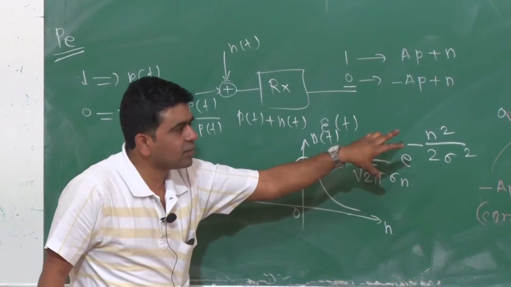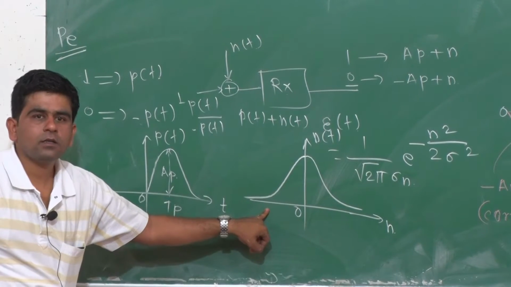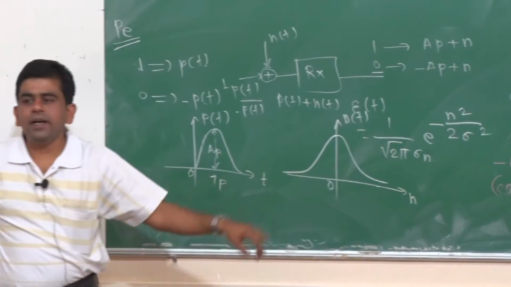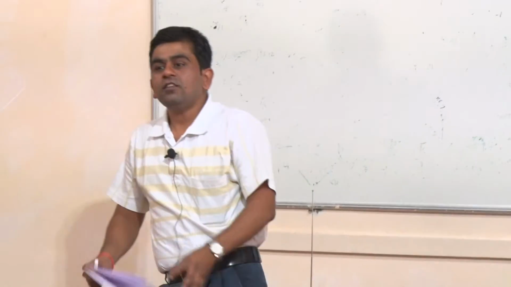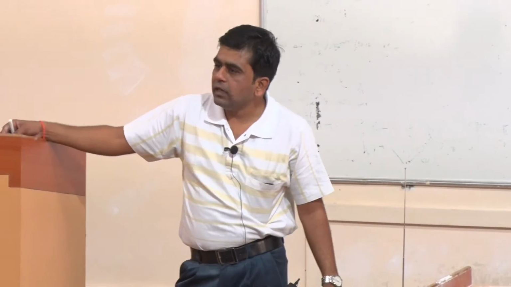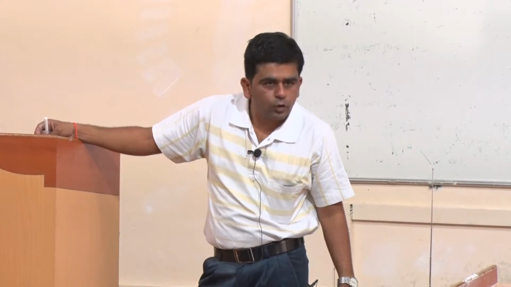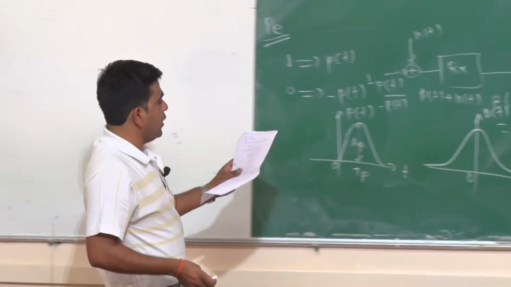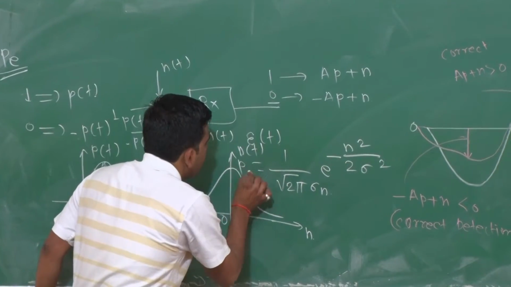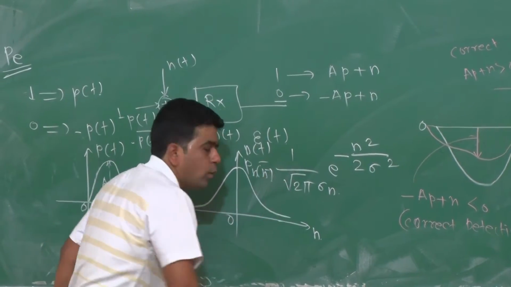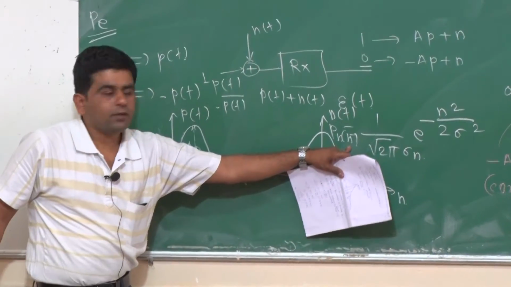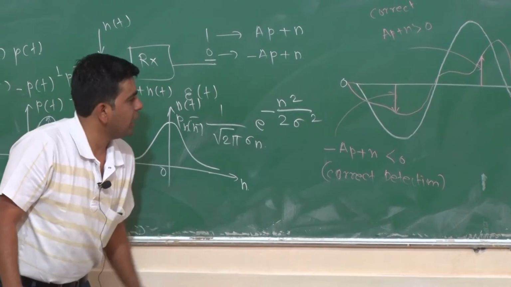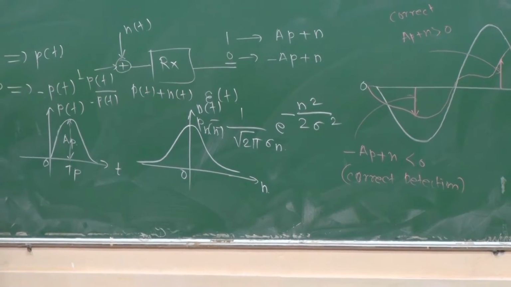Now we have to plot this condition. Here, this is nothing but the probability density function for your noise, which is a 0 mean Gaussian noise. For this noise, given as P of N, the probability density function is 1 by root 2 pi sigma n, e raised to minus n square divided by 2 sigma square.